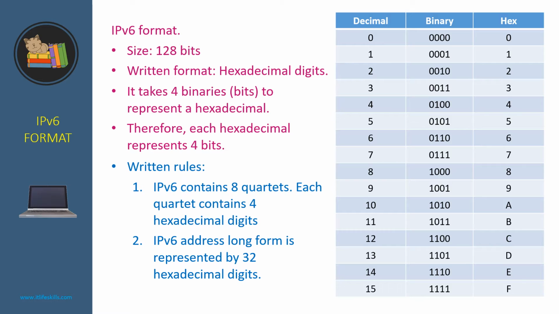Here are the written rules for IP version 6. IP version 6 contains 8 quartets. Each quartet contains 4 hexadecimal digits. IP version 6 long form is represented by 32 hexadecimal digits.